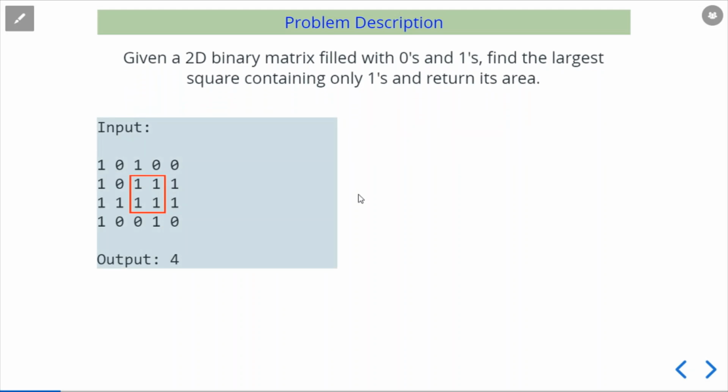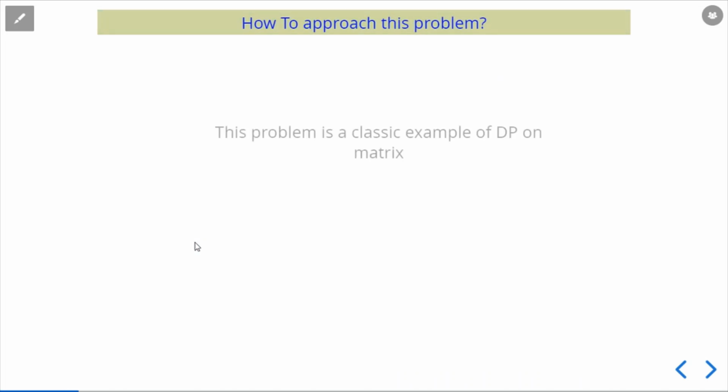Okay, so let's see the example. Here in a 5 cross 5 matrix we have been given only ones and zeros, and the square which has maximum area and only contains 1 is this particular square, and the area is 4. So we'll return the output as 4. I think that the problem is quite easy to understand. So let us quickly dive into the approach, that how we can approach this particular problem.